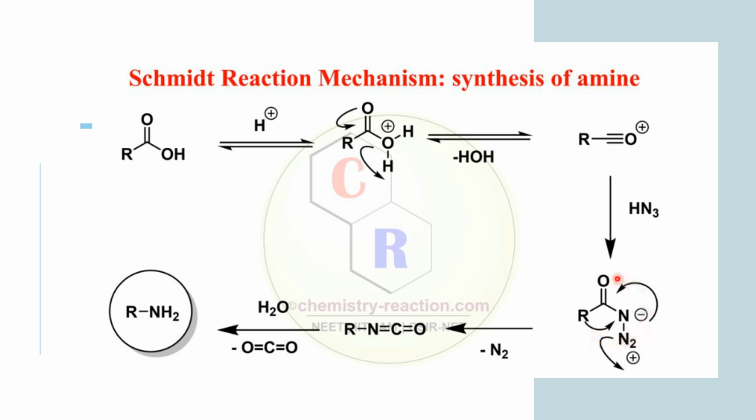And the RCON3 is now going to undergo a nitrogen molecule elimination to give us the isocyanate intermediate. And the isocyanate intermediate, as we have already seen, is going to react with a water molecule to give us carbamic acid first, and then that eliminates carbon dioxide to give us the primary amine.